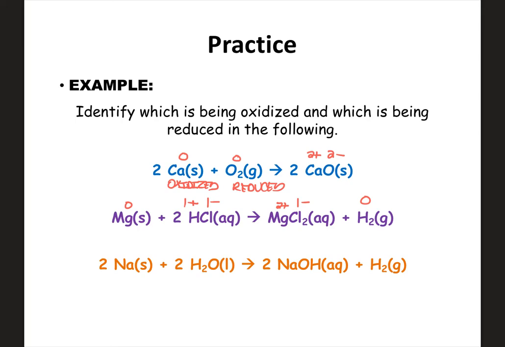The magnesium, on the other hand, goes from 0 to 2 plus. That's a loss of electrons, so that's going to be the oxidation here. And then the hydrogen goes from 1 plus to 0. That's gaining electrons. So the hydrogen is the one that's reduced, not the chlorine here. Make sure we understand that. It's the hydrogen. And the chlorine just goes from 1 minus to 1 minus, so there's nothing going on with that one.